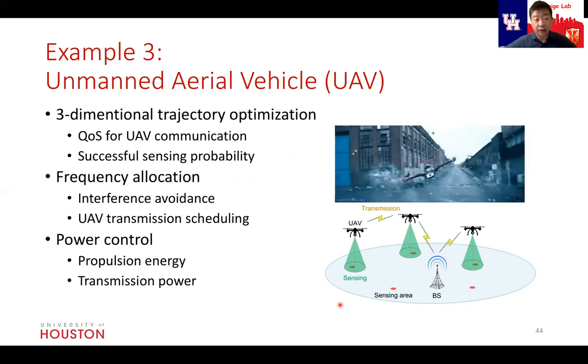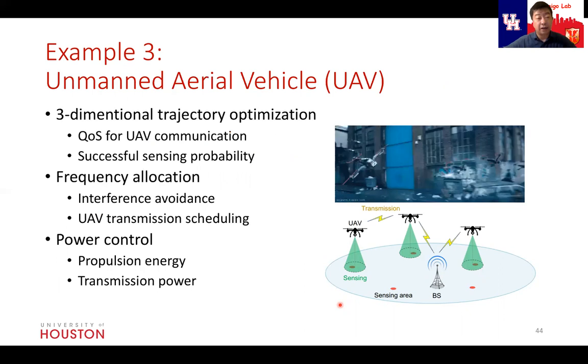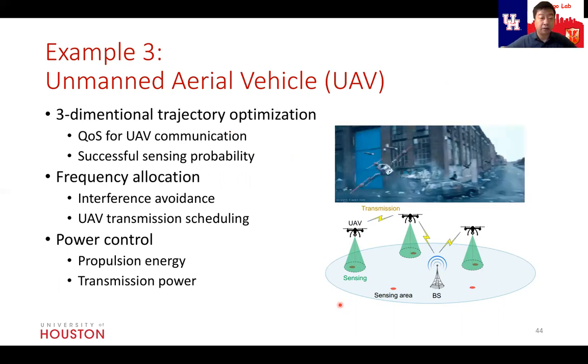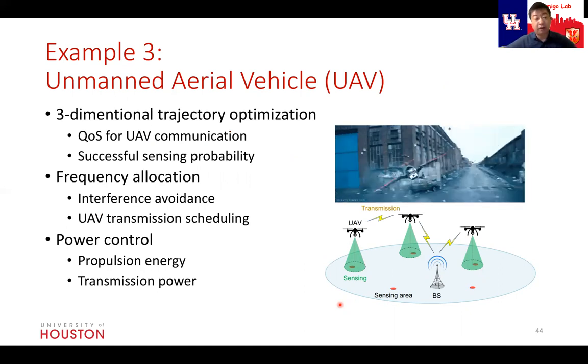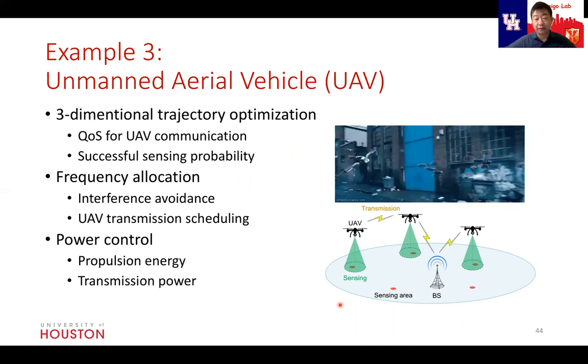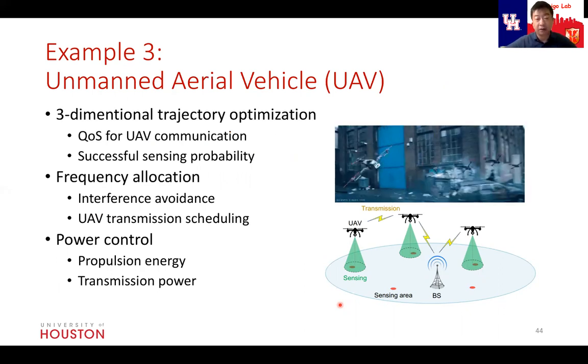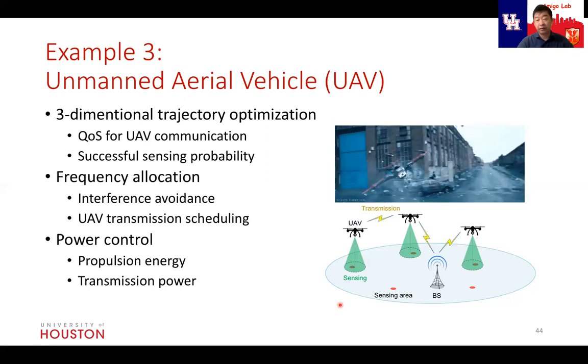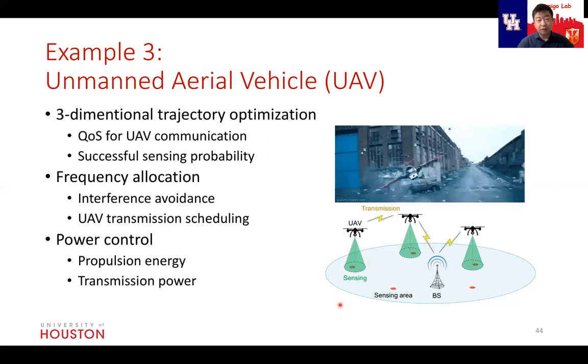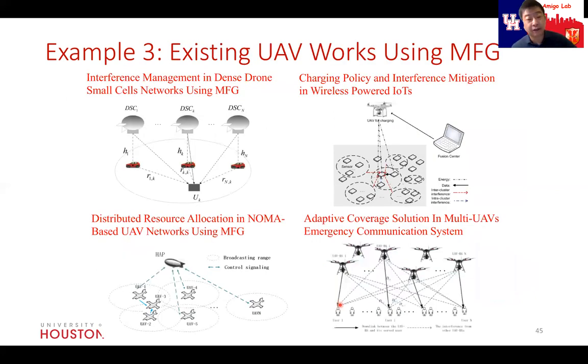And also we have the frequency allocation and the power control. The power control is not only for the transmission power, but also proportional energy. So this obviously can be formulated into the mean field. For example, we have these hubs, which cover different areas, and the different hubs can control their height. The higher the height, the larger the coverage, but the lower the quality of service.